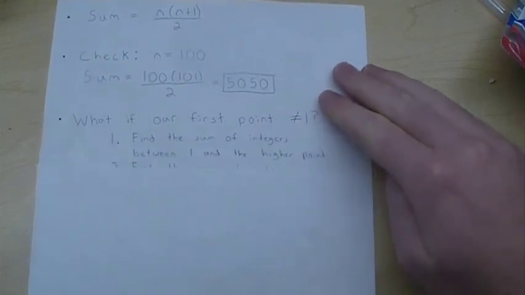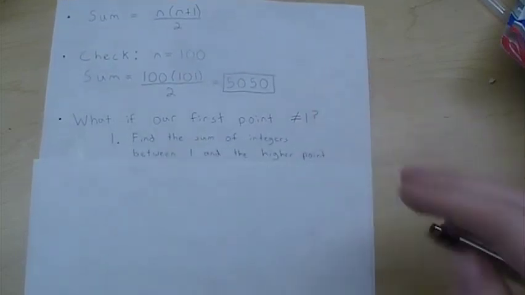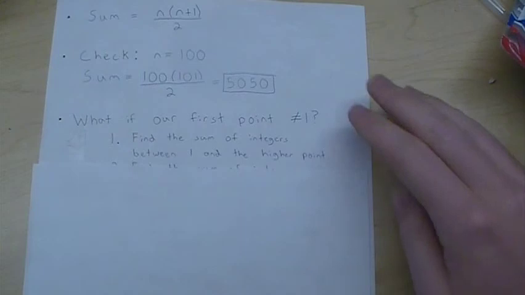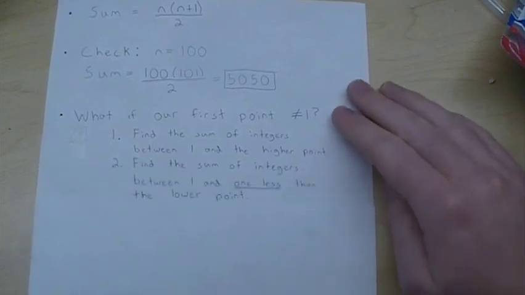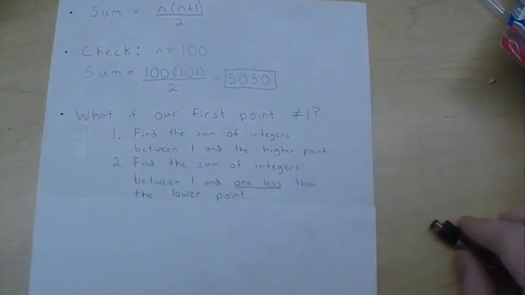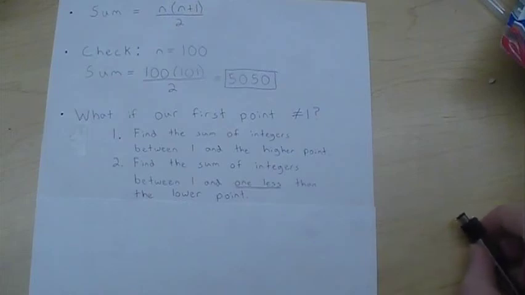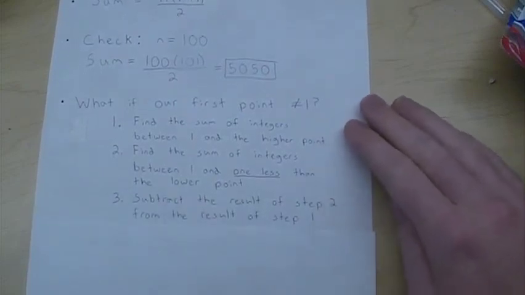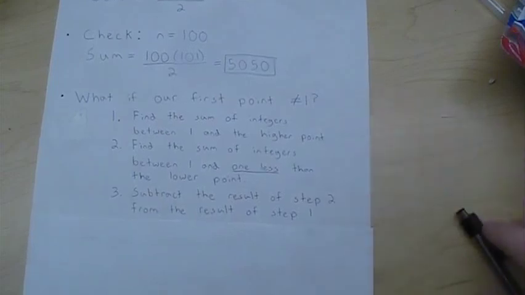Our first step is to find the sum of all integers between 1 and the higher point. So if we were doing the numbers between 100 and 200, we would use 200 as the higher point. Our next step is to find the sum of integers between 1 and 1 less than the lower point. So in our 100 to 200 example, 1 less than the lower point would be 99. Finally, we subtract the result of step 2 from the result of step 1.